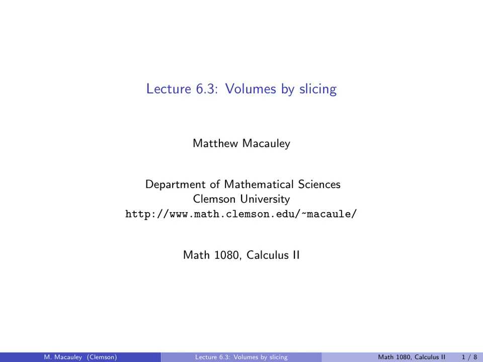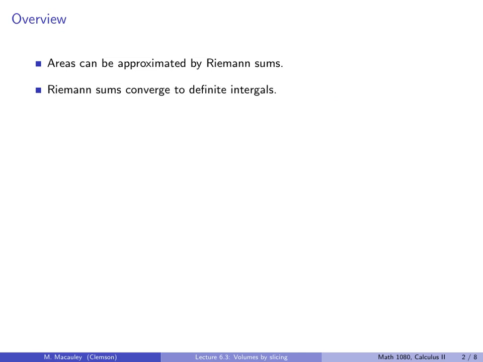Okay, this is lecture 6.3, volumes by slicing. For an overview, there's 3 points. First one is area can be approximated by Riemann sums. That's something you've seen. Also, sums converge to definite integrals as the width of the boxes gets smaller. And definite integrals are evaluated using antiderivatives and the fundamental theorem of calculus. We have seen how to do this. We've seen all of these.